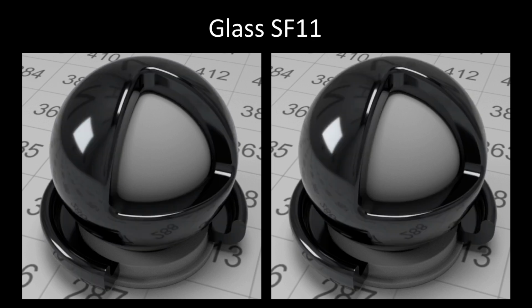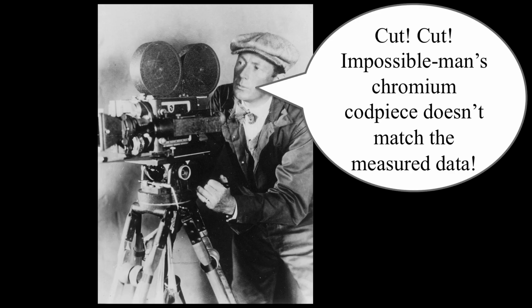Here's a similar comparison for glass. Differences that were noticeable when flipping back and forth are hard to see side by side. Definitely neither one is clearly more accurate. By the way, here the ground truth image is the one on the right. Such errors might be worrisome for predictive rendering applications, but not for movies or games. Most of us do entertainment rendering, not predictive simulations.